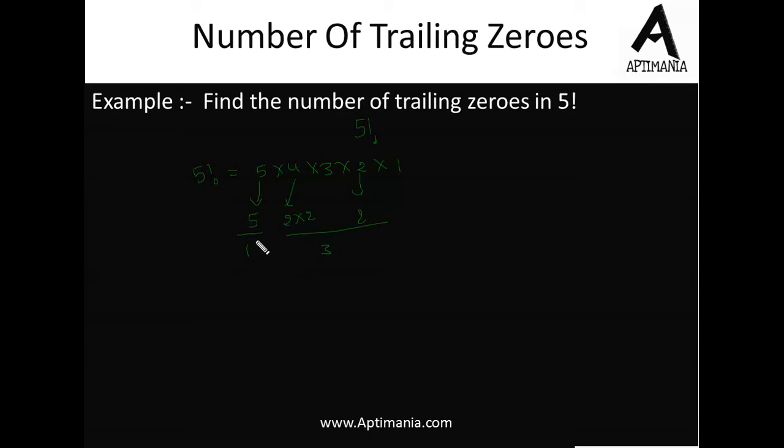Now this is the limiting factor, because this will decide how many pairs we can have. So basically we need to look for the limiting factor, right? So we can have only one pair. So the number of 0s at the end of 5 factorial is 1 only, and we can see 5 factorial is 120. We have only one 0 at the end of this number, right?